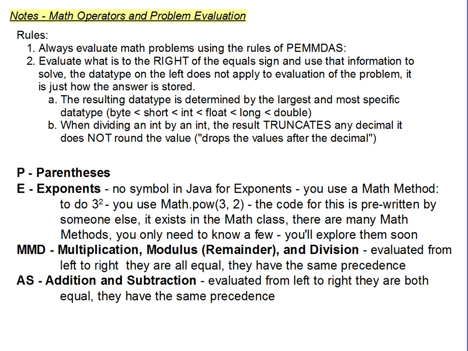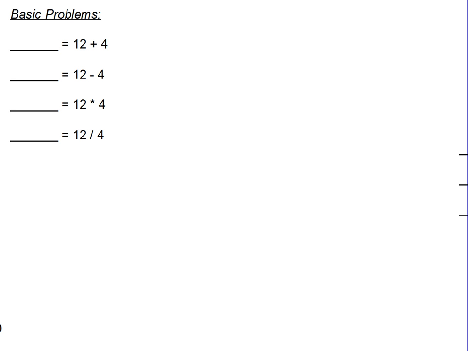So to take a look at a few basic problems, some of the easiest ones: if you had 12 plus 4, obviously your answer there is just going to be 16. If you had 12 minus 4, your answer there is going to be 8. 12 times 4, your answer there is going to be 48. 12 divided by 4, your answer there is going to be easy. It's 3 because 4 goes in 3 whole times.